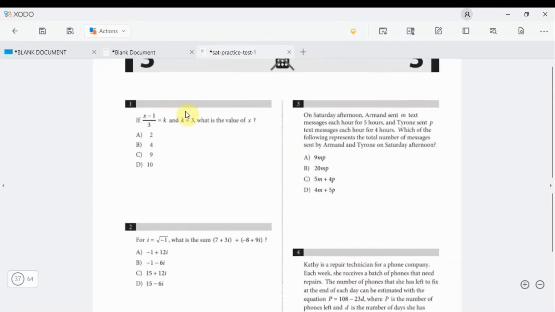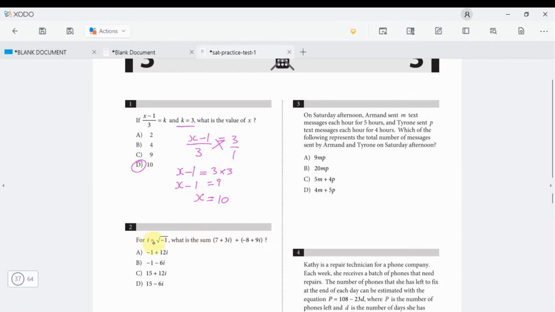All right, so question number one says, if x minus 1 over 3 equals k and k is 3, what is x? So they told us k is 3. So the equation is x minus 1 over 3 is equal to 3. Then of course we can cross multiply because this is really 3 over 1. And so we get x minus 1 is equal to 3 times 3, which is 9. And if x minus 1 is 9, then x must be 10, because 10 minus 1 gives us 9. So that's option D.